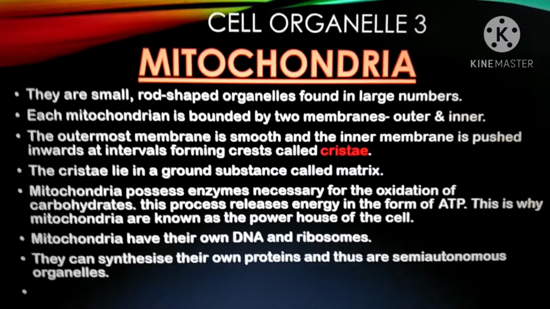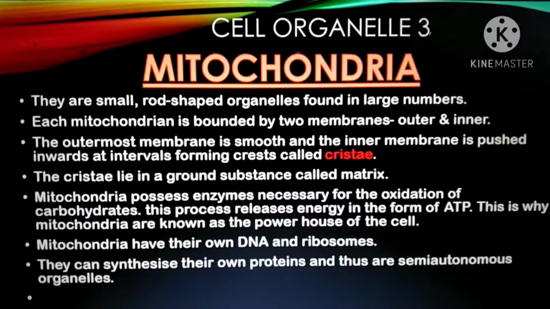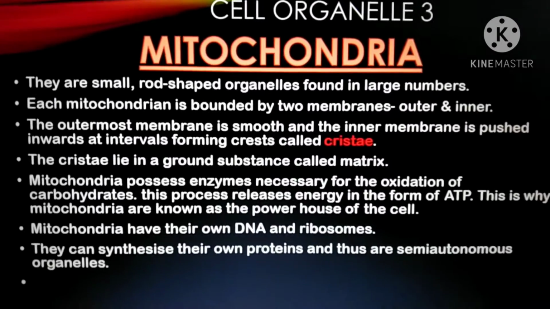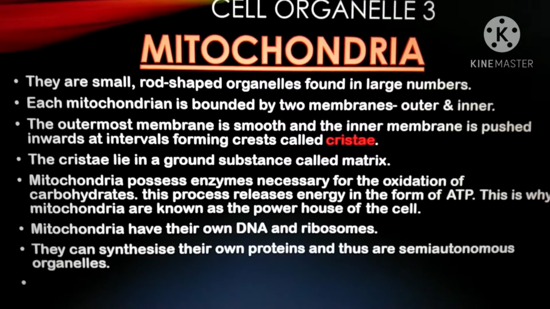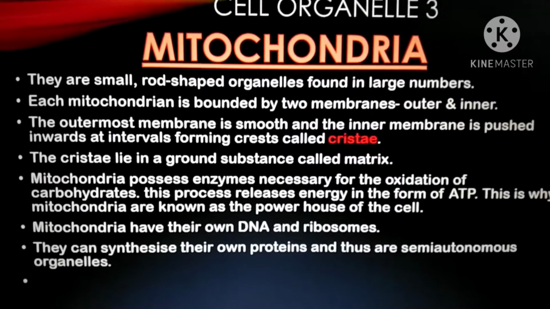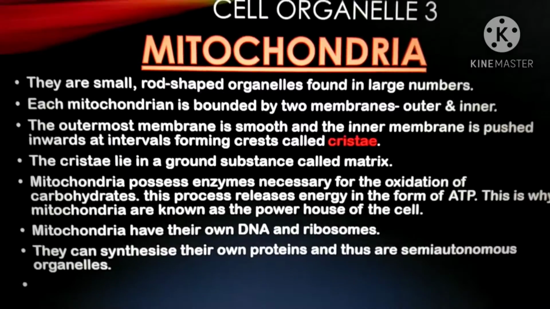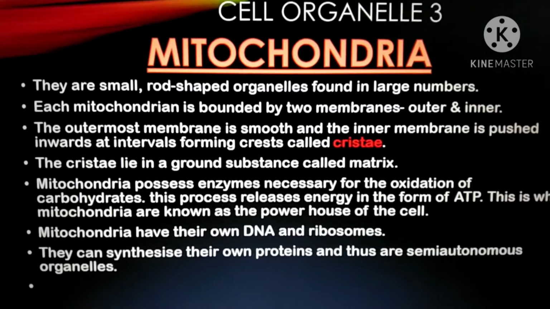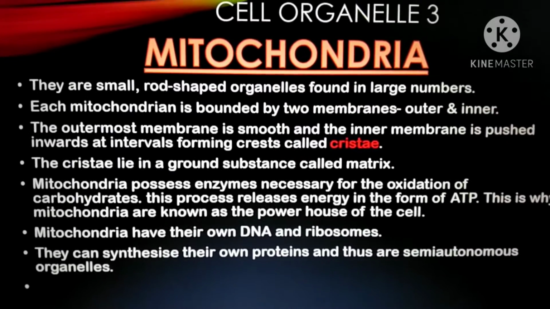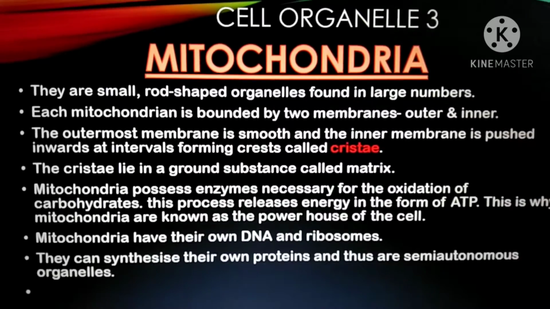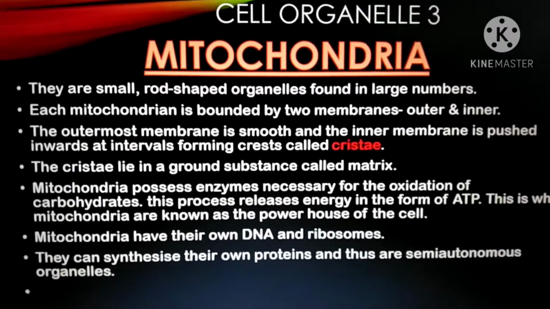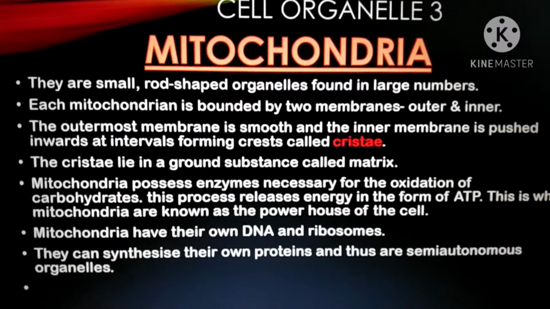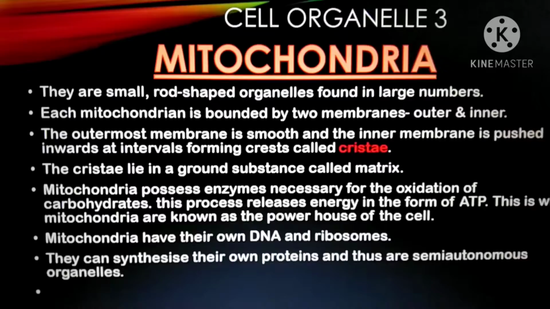Hello guys, today we are going to discuss our third cell organelle, mitochondria. They are small, rod-shaped organelles found in large numbers in the cell. Each mitochondrion is bounded by two membranes, the outer and inner membrane. The outermost membrane is smooth and the innermost membrane is pushed inward at intervals, forming crests called cristae. The cristae lie in a ground substance called matrix.